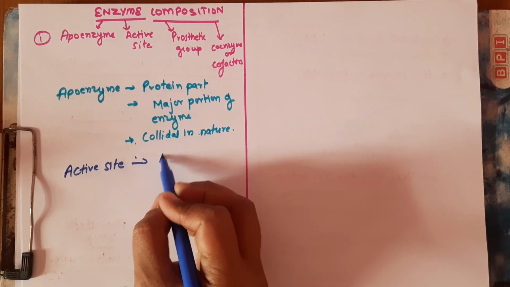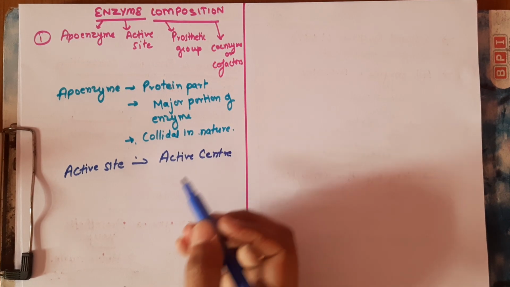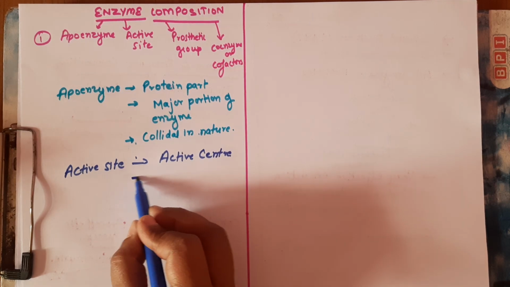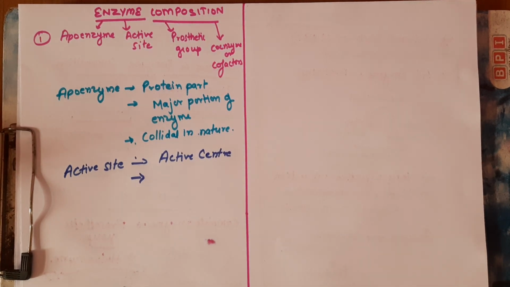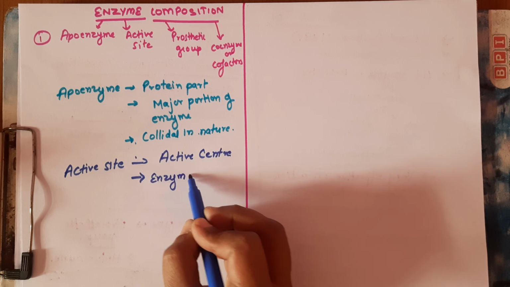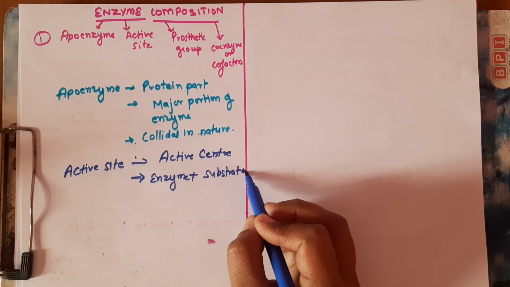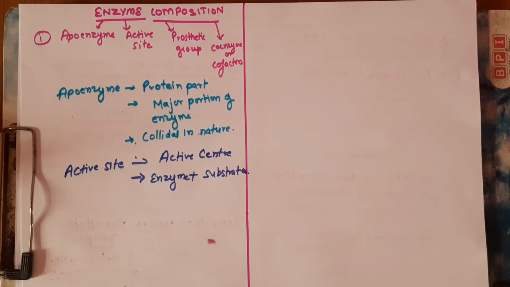So the active site is also known as the active center. We know that the enzyme will catalyze the reaction. How will it catalyze the reaction? The enzyme will get combined with the substrate. It will act on certain substances known as substrate. The substrate will physically come in contact with the specific site in a protein molecule. The surface of the folded protein possesses a specific binding site known as active site.